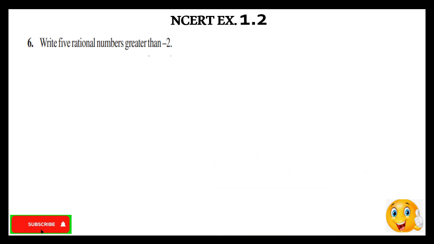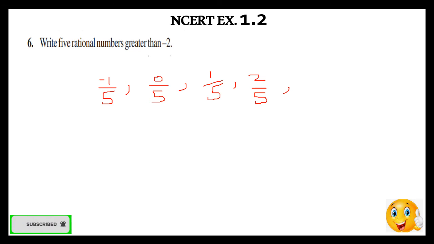Now next question number 6 is write 5 rational numbers greater than minus 2. So all the numbers written on the right side of the minus 2 are larger, and with any denominator you can write those numbers. So 5 rational numbers greater than minus 2 can be, any denominator of your choice you can consider, minus 1 upon 5, 0 upon 5, 1 upon 5, 2 upon 5, 3 upon 5.